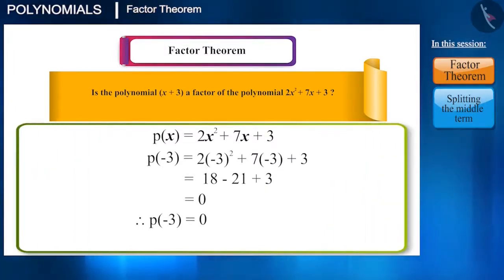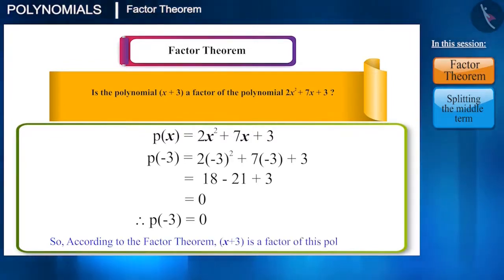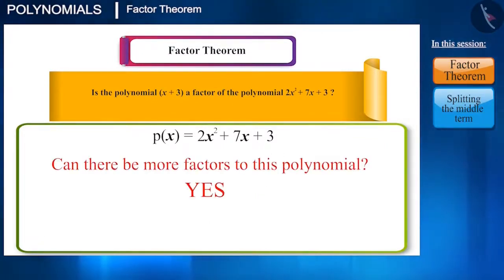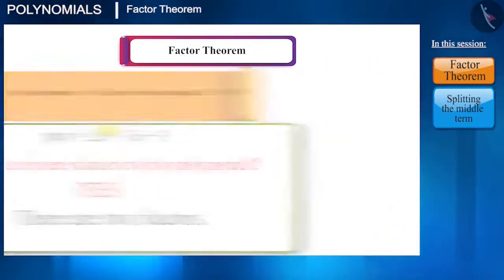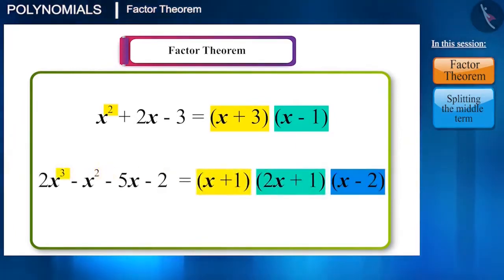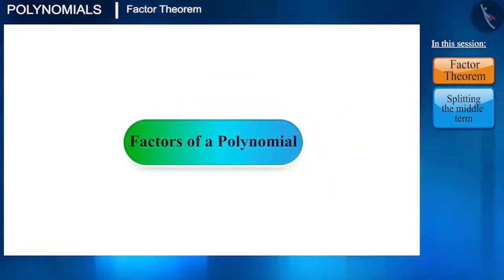Now we can say that, according to the factor theorem, x plus 3 is a factor of this polynomial. Friends, can there be more factors of this polynomial? Yes. The number of factors of a polynomial depends on the highest power of the variable of the polynomial. For example, a quadratic polynomial has 2 linear factors and a cubic polynomial has 3 factors, etc. So now, let's learn how to find all the factors of a polynomial.